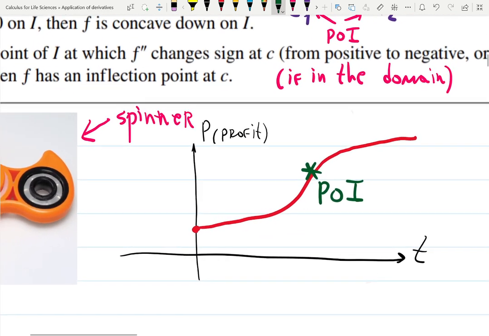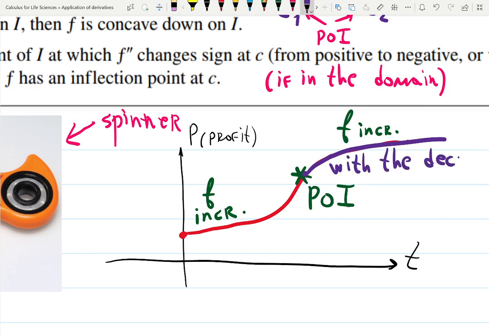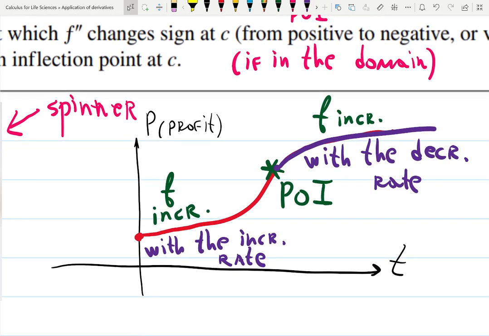Very interesting way to explain this complicated idea. So try to pay attention right now. Here, the original function f is increasing, and here, the original function f is also increasing, right? Again, profit is still increasing. But let me change the color. On this side, it's increasing with a decreasing rate. Originally, it was increasing with an increasing rate. And then it keeps increasing, but with a decreasing rate.